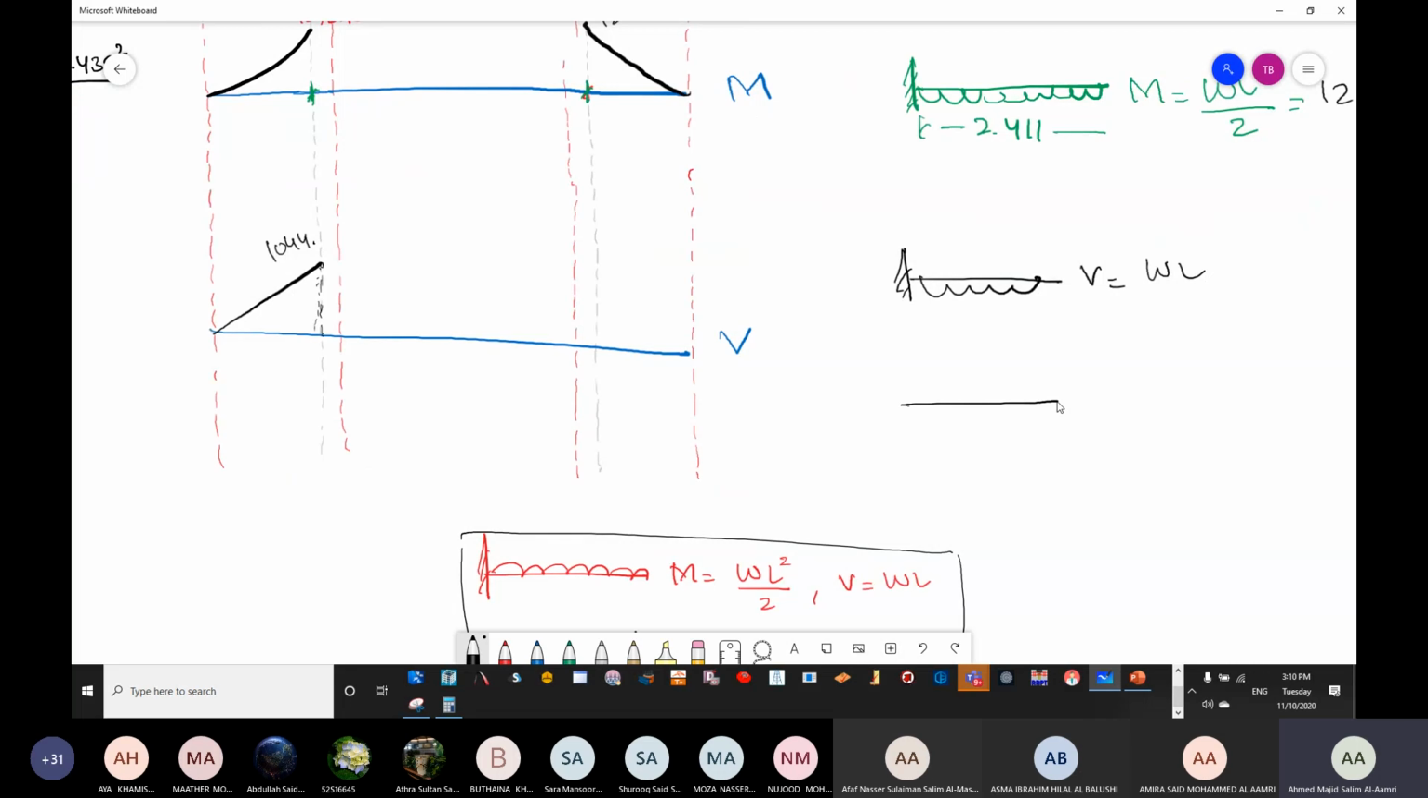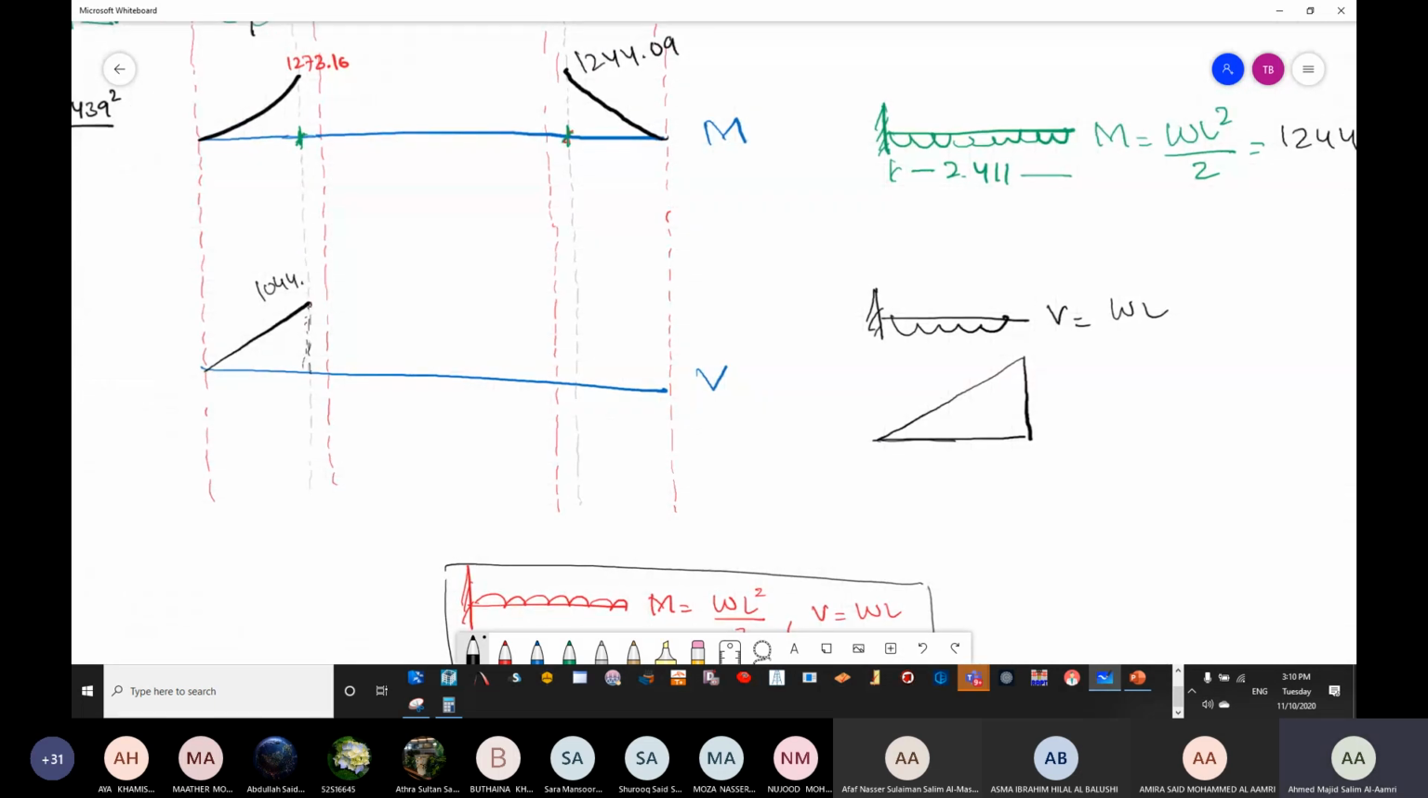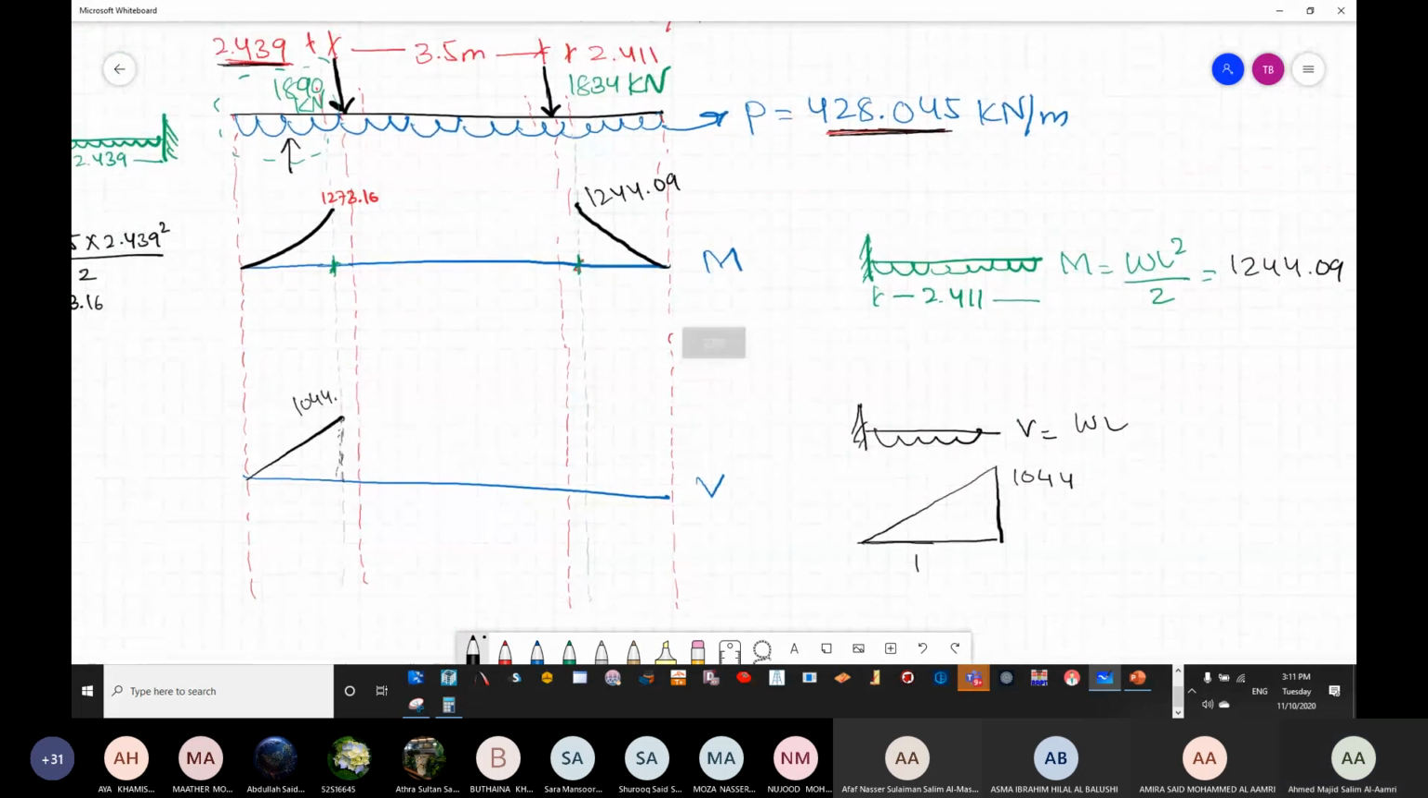Can we calculate the area of this triangle? Where the base is 2.439, and the height is 1044. The base from here to here, this distance is 2.439. So if I want to calculate the area, that's half into base into height, and you will see that this value is going to give you the bending moment diagram value.